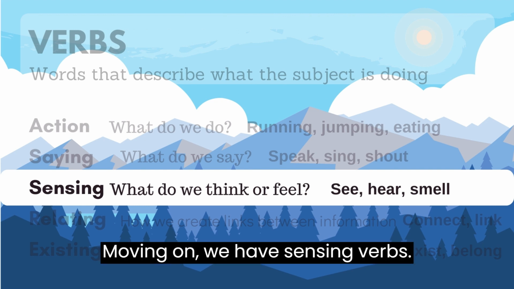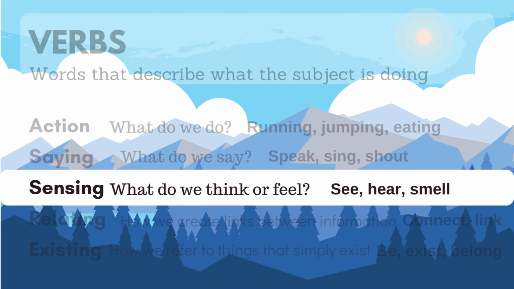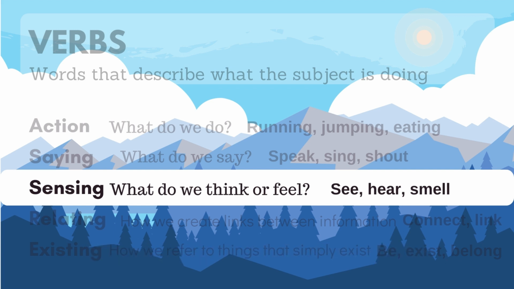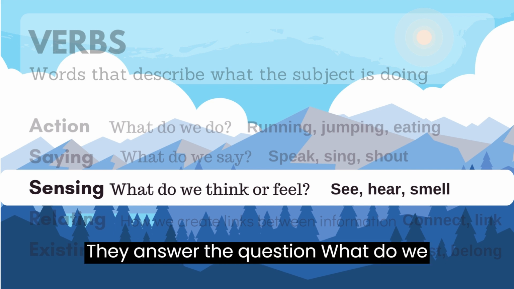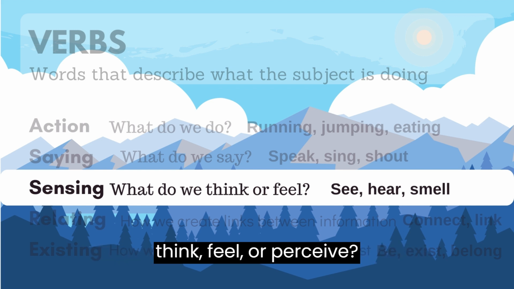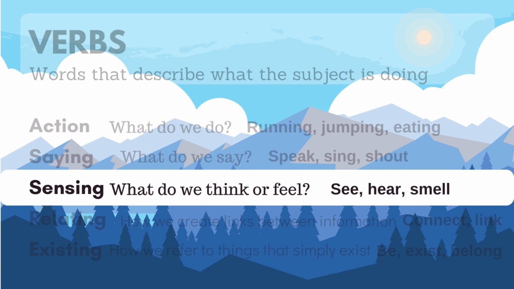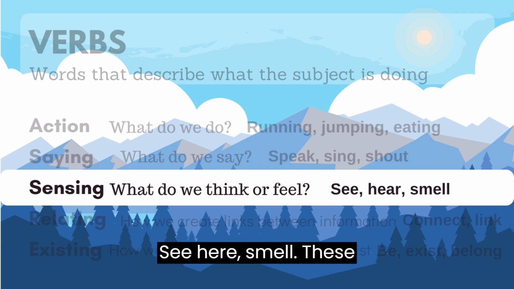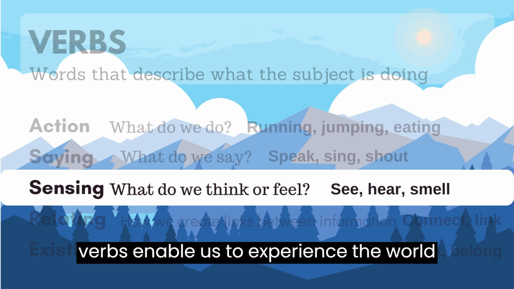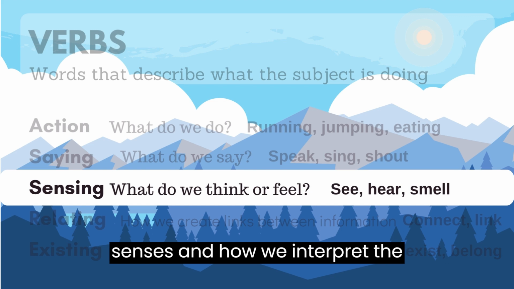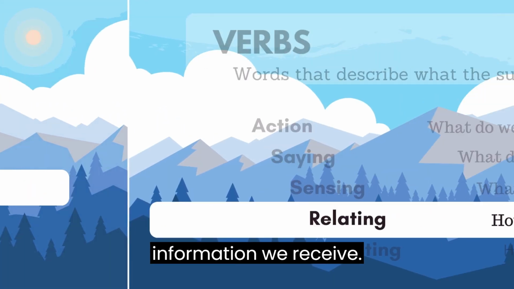Moving on, we have sensing verbs. These verbs help us describe what we think, feel, or perceive. They answer the question, what do we think, feel, or perceive? Let's explore a few examples. See, hear, smell. These verbs enable us to experience the world around us. They capture our senses and how we interpret the information we receive.